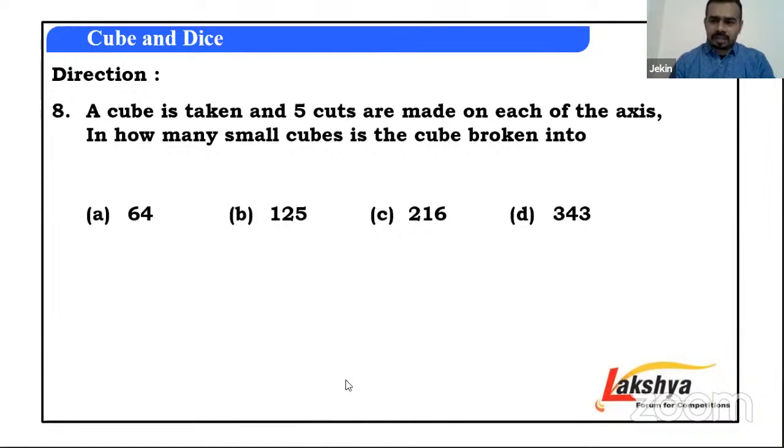The third type is very, very simple. This is going to be the most simple of methods to solve. Window. All right. Okay. So let's try to solve by this particular method. Now, what are we supposed to do over here? Okay, what is given? A cube is taken and 5 cuts are made on each of the axes.